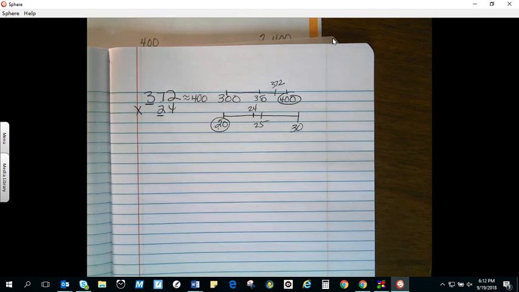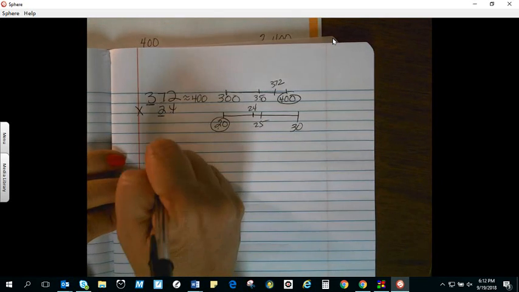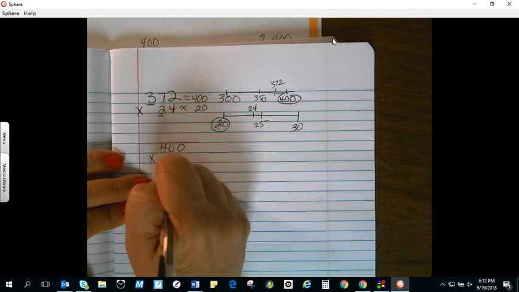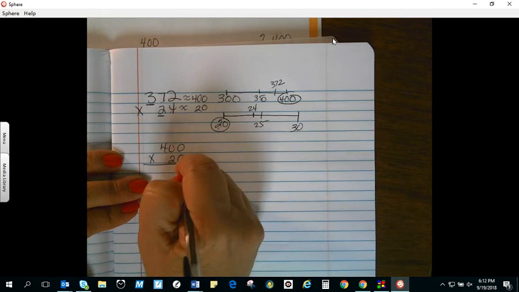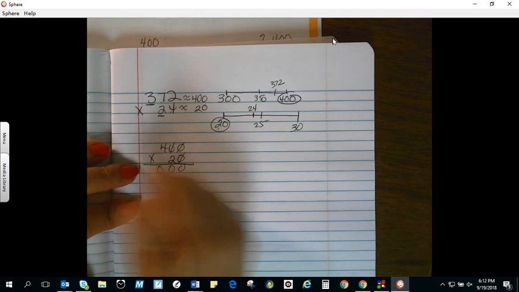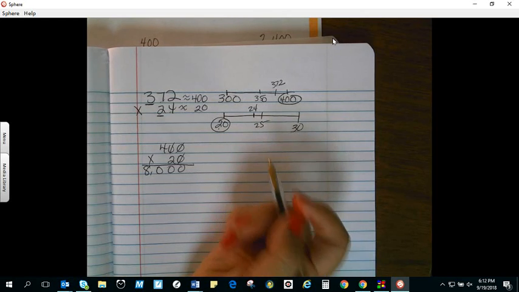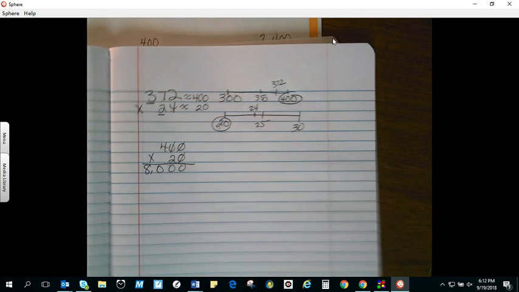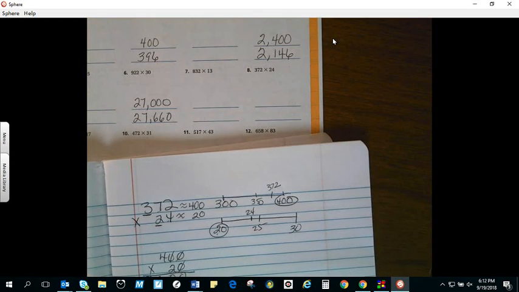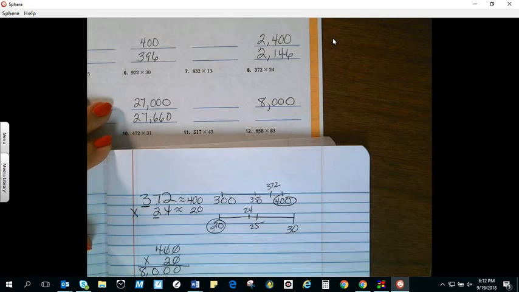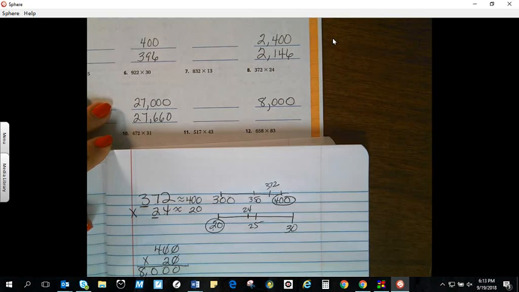Remember, those zeros are the ones that are going to be easy to multiply in your head. We're looking at what you can do with mental math. So now I'm ready. I have 400, because this is about 20. I have 400 times 20. Well, look, I have 1, 2, 3 zeros. And 2 times 4 is 8. So this is about 8,000. And I'm now at number 8. That kind of confused me. It's like, what number? 8,000. Okay? All right.